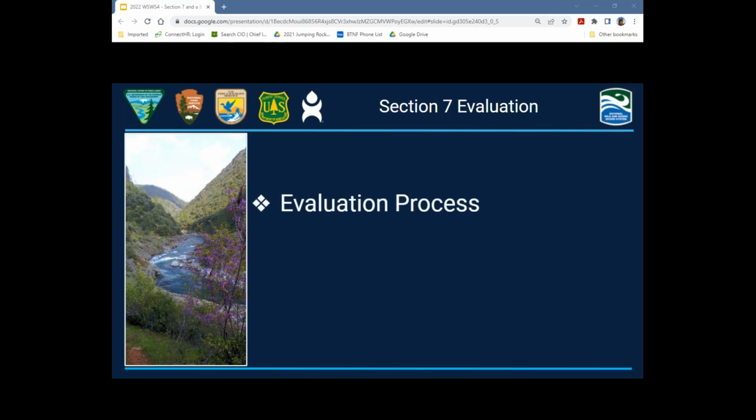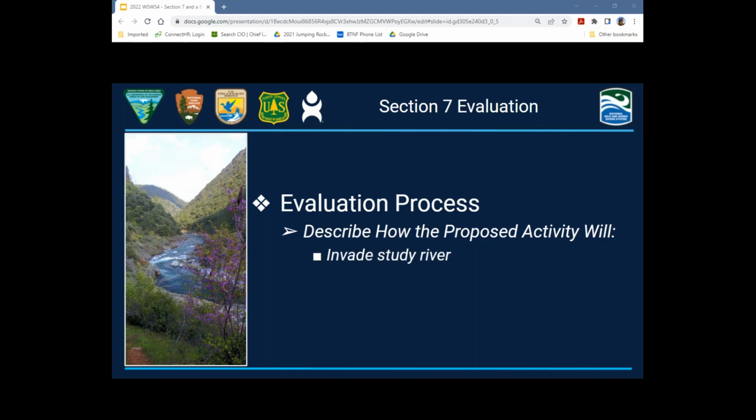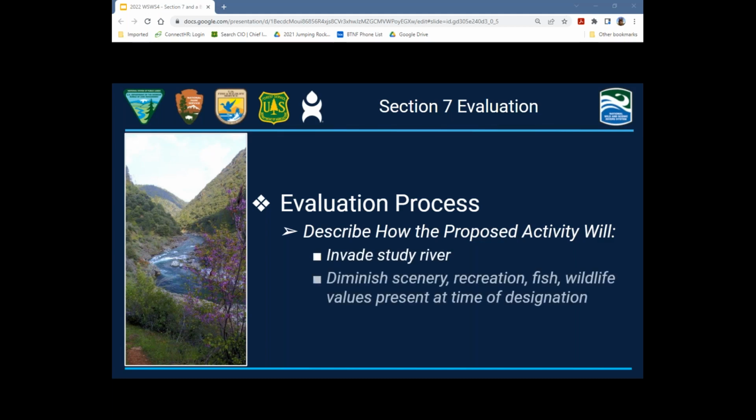The evaluation of this standard is very similar to the previous standard. The purpose of this evaluation is to determine whether the water resources project would cause any diminishment of those specific values that would cause the river to be rendered ineligible for inclusion in the system or to change its possible classification.